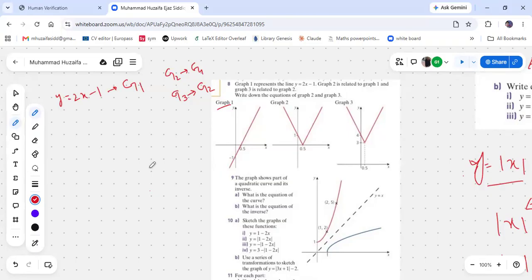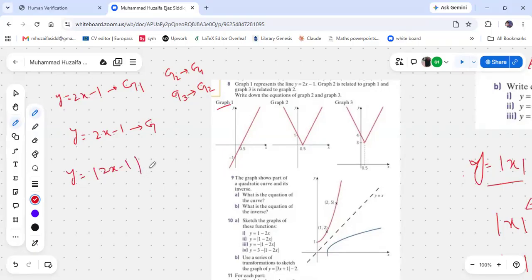But why? The reason is that we can see it's the same graph, but the negative side, which is below the x-axis, is inverted. It's reflected on the positive side. So it will be the modulus function of y equals 2x minus 1. So this is for graph 1, and y is equal to mod of 2x minus 1 for graph 2.